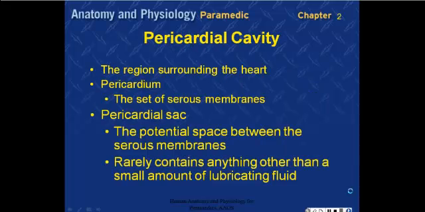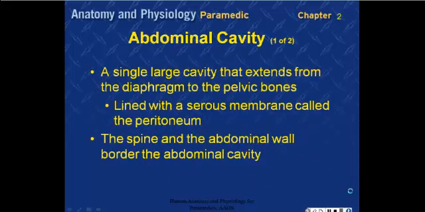The pericardium is the set of serous membranes. The pericardial sac is the potential space between the serous membranes. It rarely contains anything other than a small amount of lubricating fluid. The abdominal cavity also has a serous membrane. The serous membrane of the abdominal cavity is known as the peritoneum. There's a visceral peritoneum as well as a parietal peritoneum.